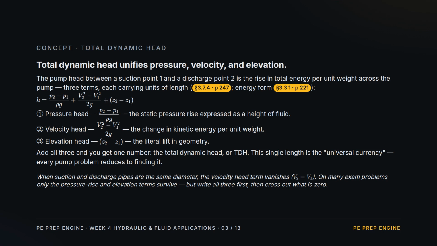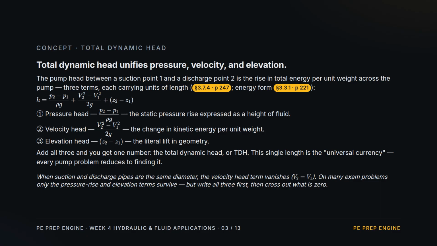Total dynamic head. The pump head from suction point 1 to discharge point 2 is the rise in total energy per unit weight, and it splits into three length terms. Pressure head, the static pressure rise over rho g. Velocity head, the change in kinetic energy per unit weight. Elevation head, the literal lift, Z2 minus Z1. Add all three, and you get the total dynamic head, or TDH, the universal currency every pump problem reduces to.